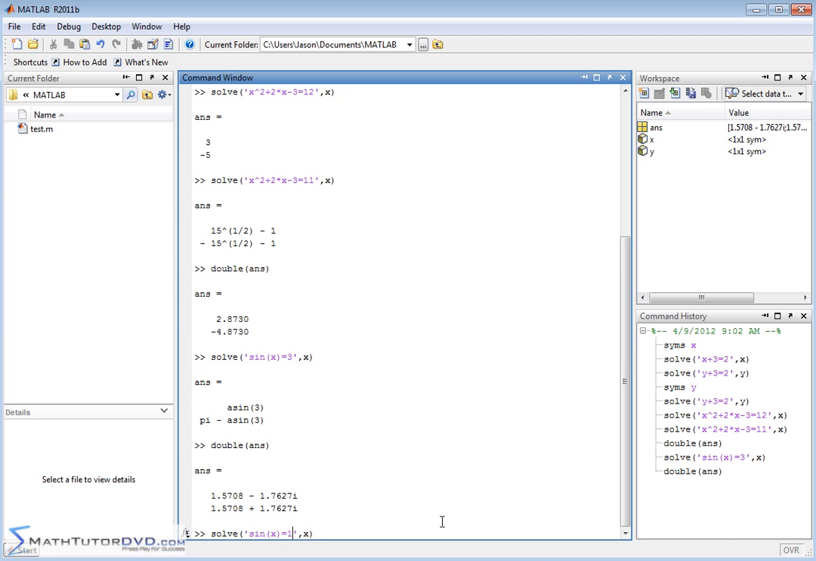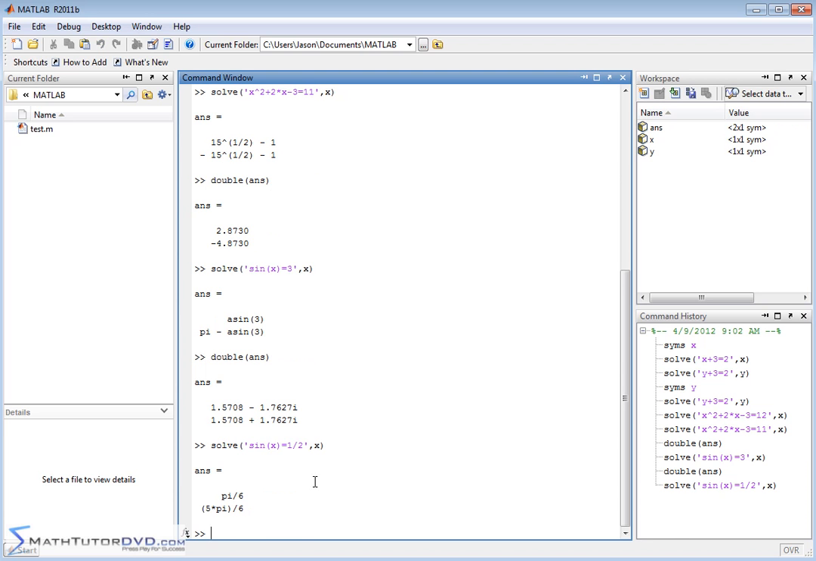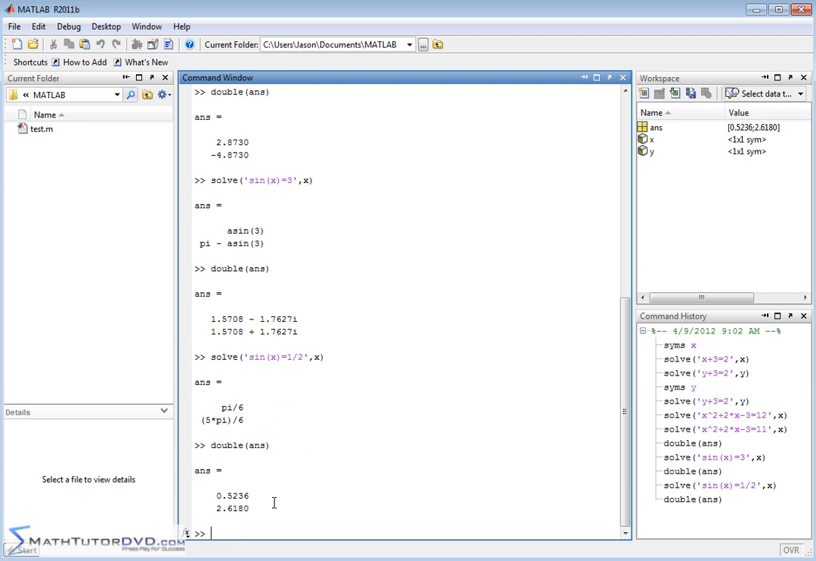If you wanted to do that again with something more reasonable, let's do something like 1/2. The answers that we're going to get when sine of x is equal to 1/2 are pi over 6 and 5 pi over 6, real answers. It'll give you them in an exact form that, again, you can always convert to numbers if you need to. You can type any equation you want into the symbolic math toolbox in MATLAB, and it will do its best to solve it for you in an exact way.